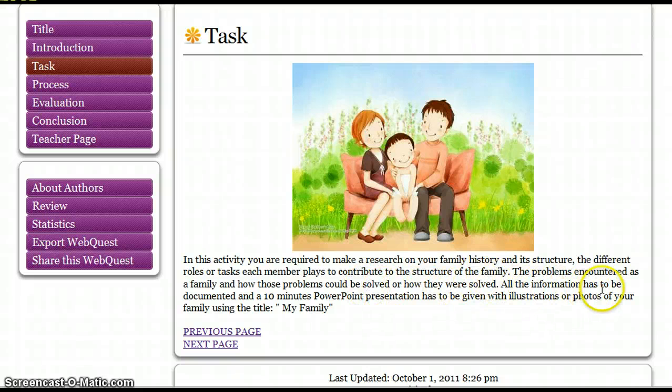All the information has to be documented, and a 10 minute PowerPoint presentation has to be given with illustrations or photos of the family using the title My Family, so the children can include their own family pictures. Then moving on to the next page, this is the process page.